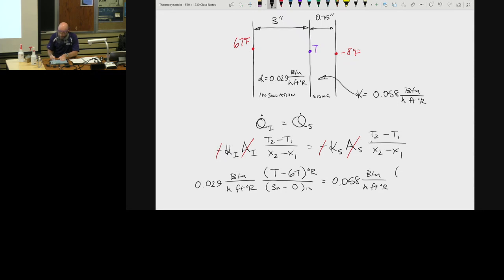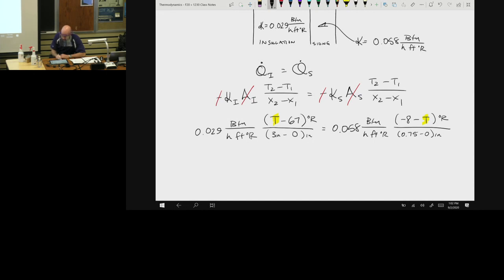Okay, now, in this T2, now we're only looking at the siding. So the T2 for the siding is minus 8. The T1 for the siding is our unknown T. This is in degree Rankine. And our thickness here is going to be 0.75 minus 0 inches. Is everybody okay with that? I could have called this T1, T2, and T3 if I wanted to. I didn't. I just wanted to look at the insulation, T1 and T2, the siding, T1 and T2. Okay, now, if I look here, this is one equation with only one unknown. And that one unknown is the temperature unknown. This is the only unknown here. Same temperature.